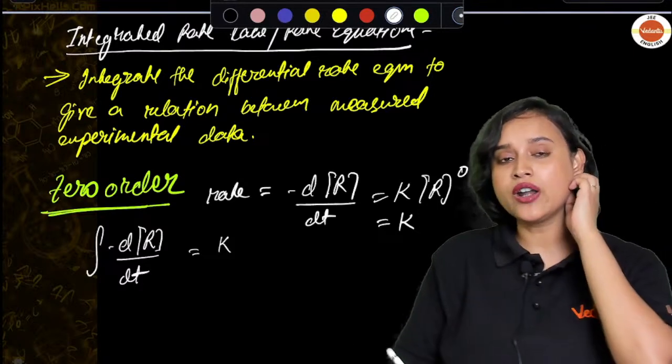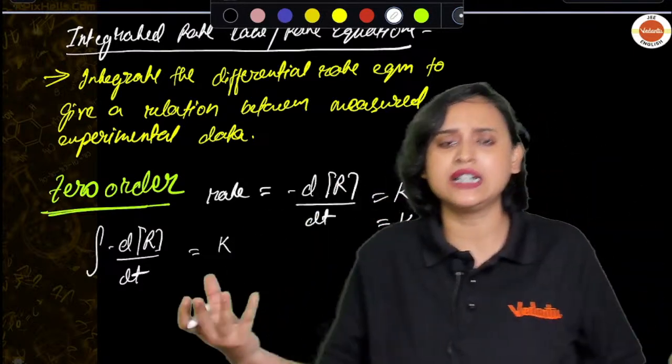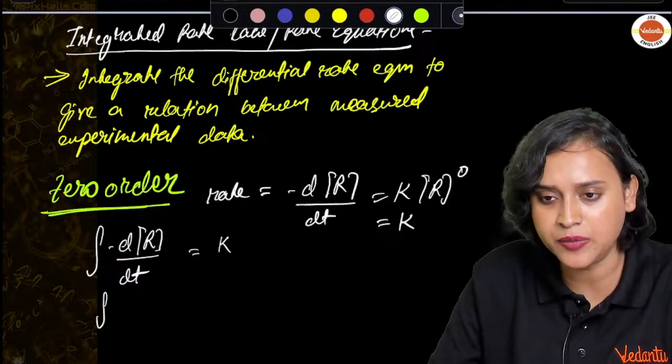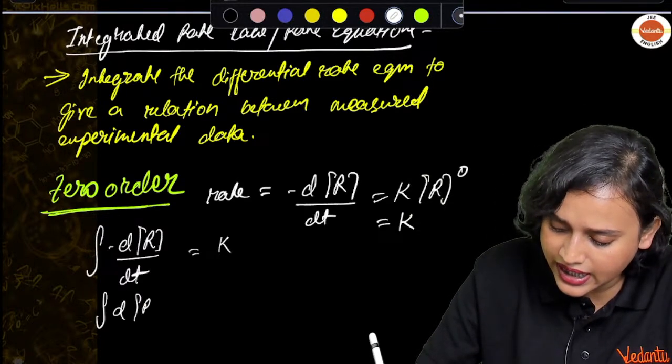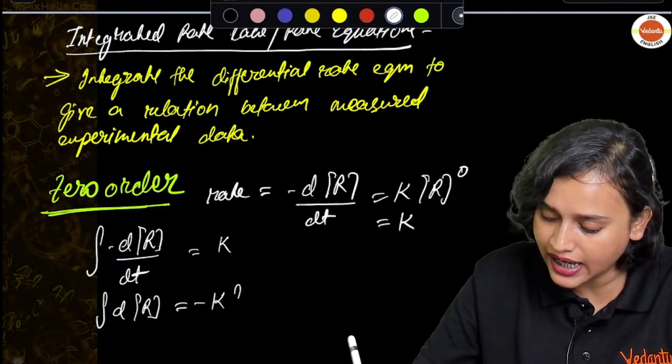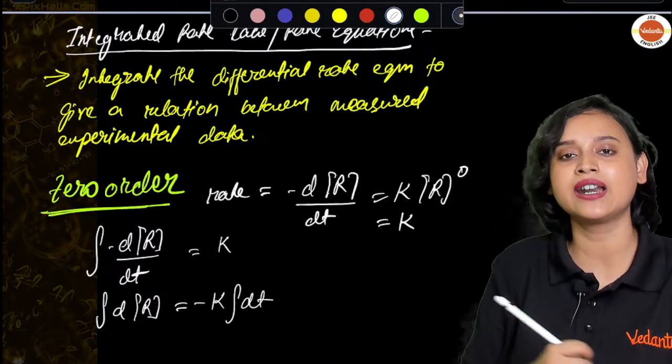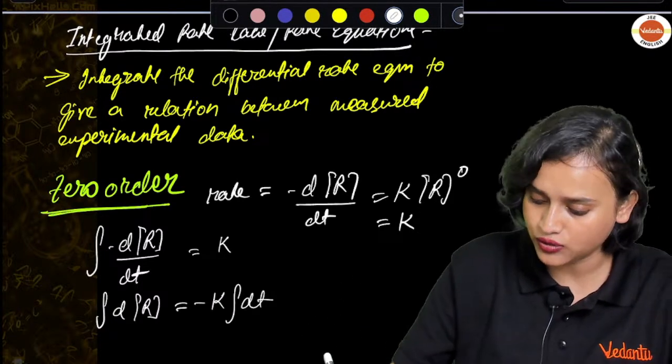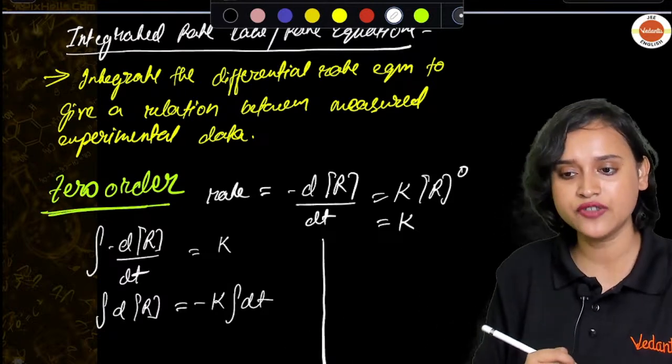Now what we are going to do is separate the terms. One side let us just keep dR here. And what we can do is take minus k outside and here we will integrate dt. Can we do this? Yes, we can do this.